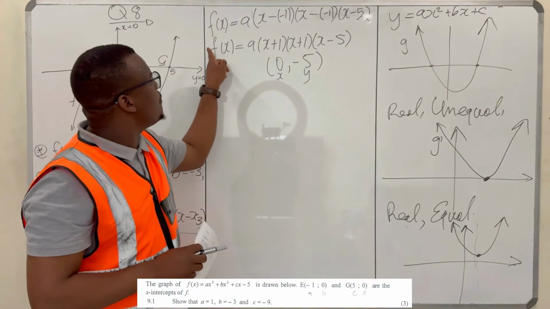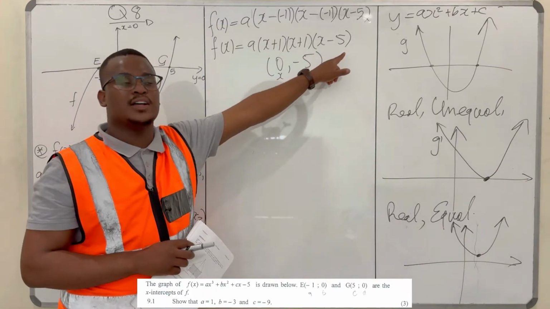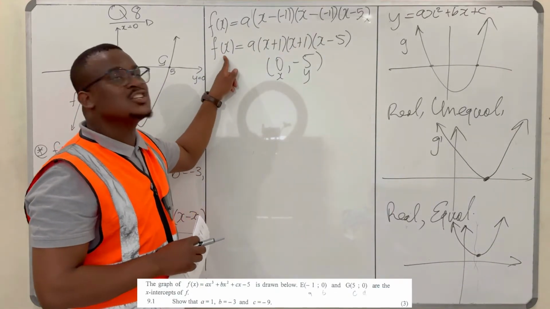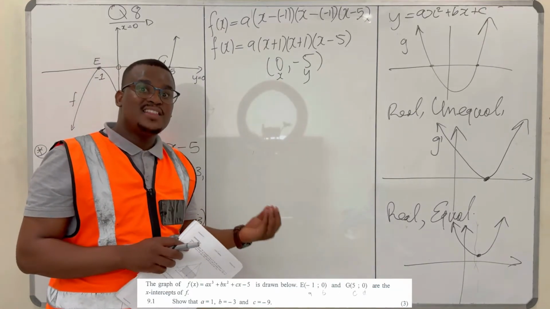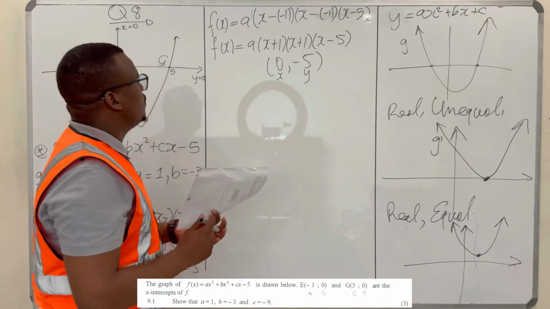Because if the point (0, -5) lies on this function of ours, then if we substitute 0 for x, the answer should be -5. Then we will only have a to find. Once we find the value of a, everything else will come into place.